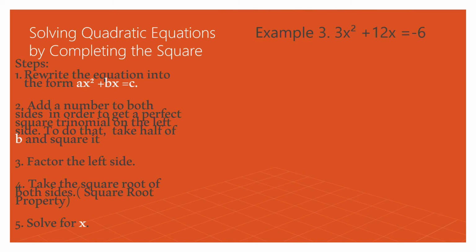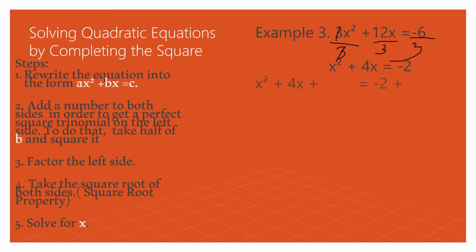Let's have another one. Okay, here, you notice, in the previous examples, we have the coefficient of x squared is 1, while here, it's greater than 1. In this case, wherein the value of a is greater than 1, we need to divide all terms by whatever the coefficient of a, and that is 3. This one, that is equal to 1. 12 divided by 3, that is 4. And then negative 6 divided by 3 is negative 2. So the new equation now is x squared plus 4x is equal to negative 2.